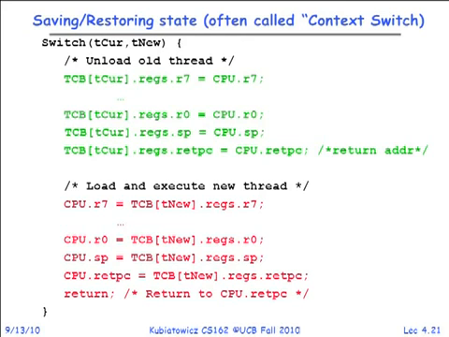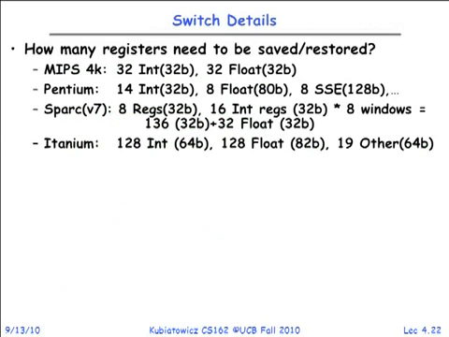So what are some details on this? How many registers do we have to save and restore? Depends a lot on what architecture you've got. For MIPS, for instance, it might be 32 integer and maybe 32 float or whatever. Pentium might be 14 integer, 8 float, 8 SSE, 128-bit things, and SSE2, SSE3, SSE4. So there's a lot of other registers that got added on.